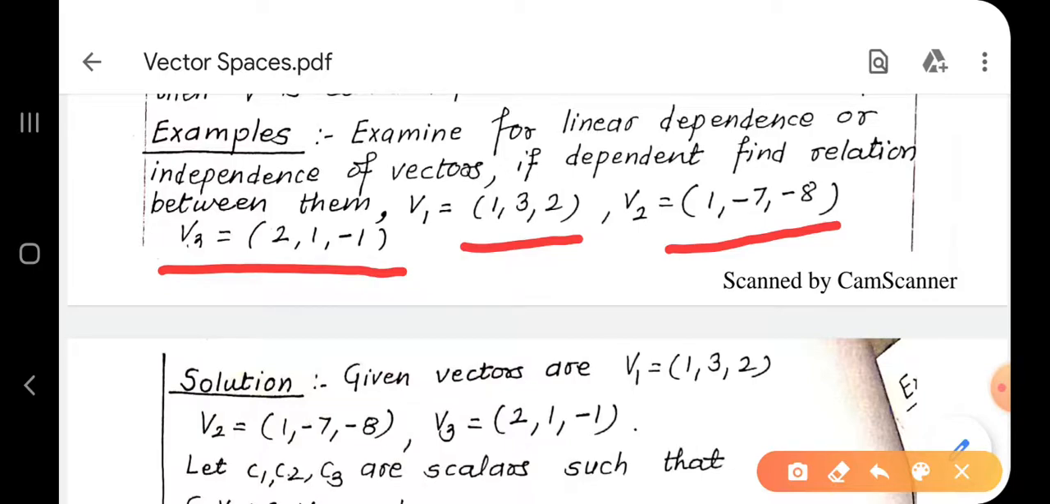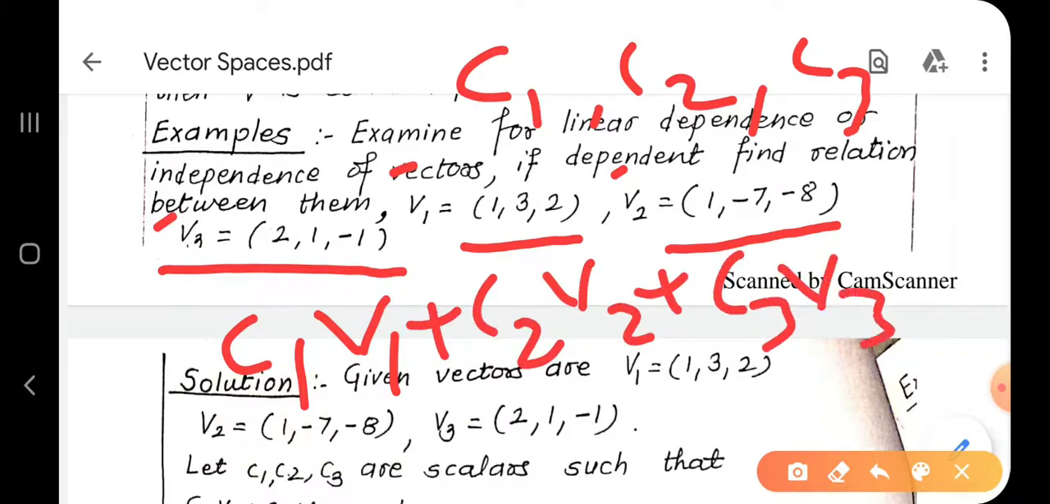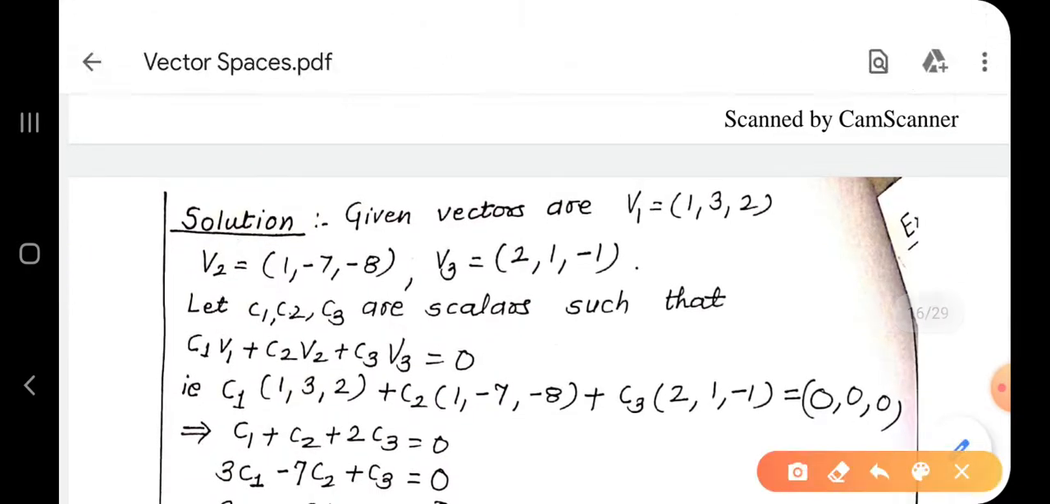Okay, how many vectors are here? v1, v2, v3. Correct? 3 vectors. So consider c1, c2, c3. Our first step is c1 v1 plus c2 v2 plus c3 v3 is equal to 0. Always keep in your mind, we require this equation 1 for linear dependence, independence. So call this equation number 1. Now put the values. Here c1 into 1 3 2, c2 into 1 minus 7 minus 8, c3 into 2 1 minus 1 is equal to 0.